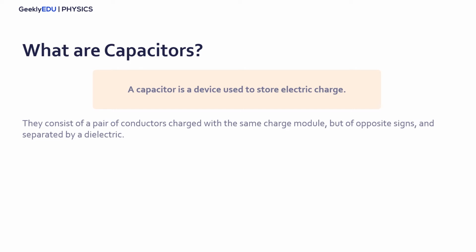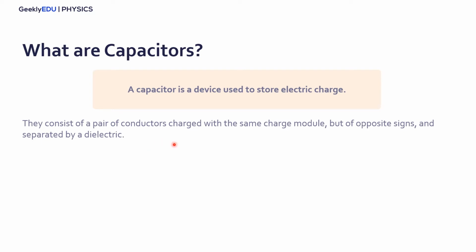And they consist of a pair of conductors charged with the same charge module but of opposite signs, separated by a dielectric. Remember that a dielectric is a material that acts as an insulator, but when we reach a certain amount of electric charge, it acts as a conductor.